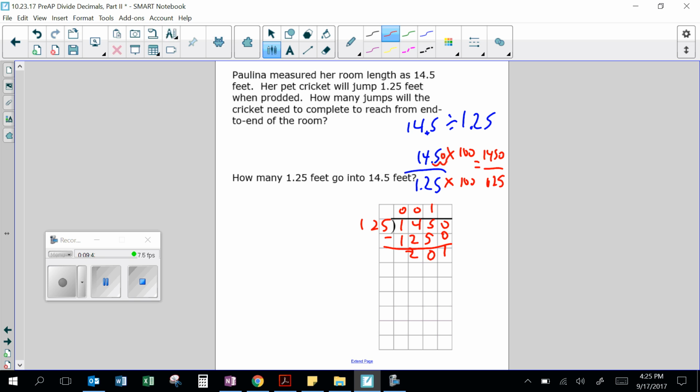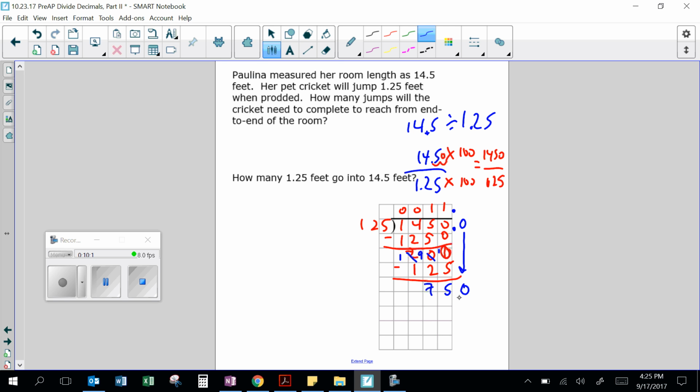Bring this down. How many groups of 125 go in 200? 1 time. So regroup. Can 5 take away from 0? No, we have to regroup. This becomes a 1. This becomes a 9. This becomes a 10, so 75. We need to affix a 0. When you affix a 0 here, you need to make sure you put a decimal point there.